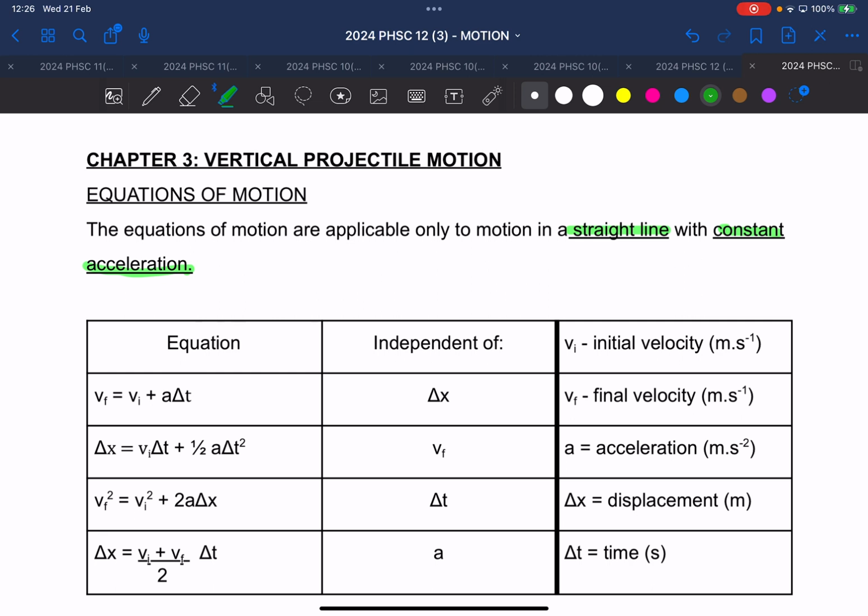Constant acceleration. Is it increasing velocity? Yes. So increasing velocity. Alright, so that is the type of motion that we're going to look at.